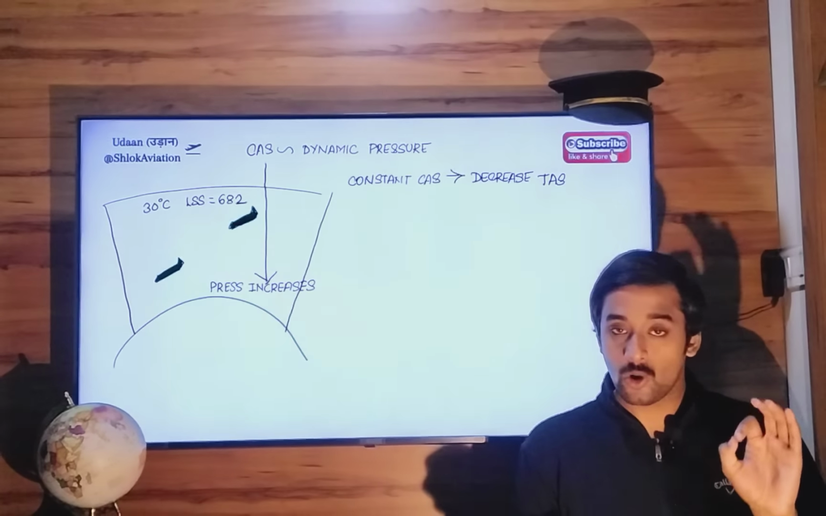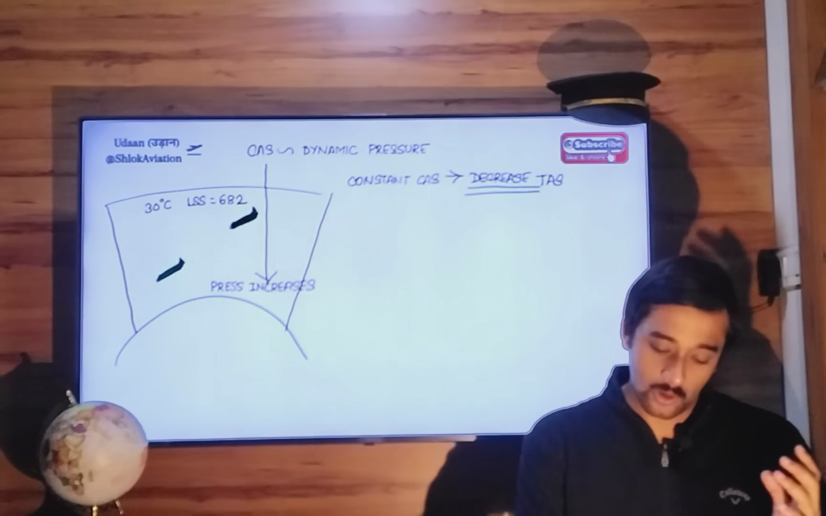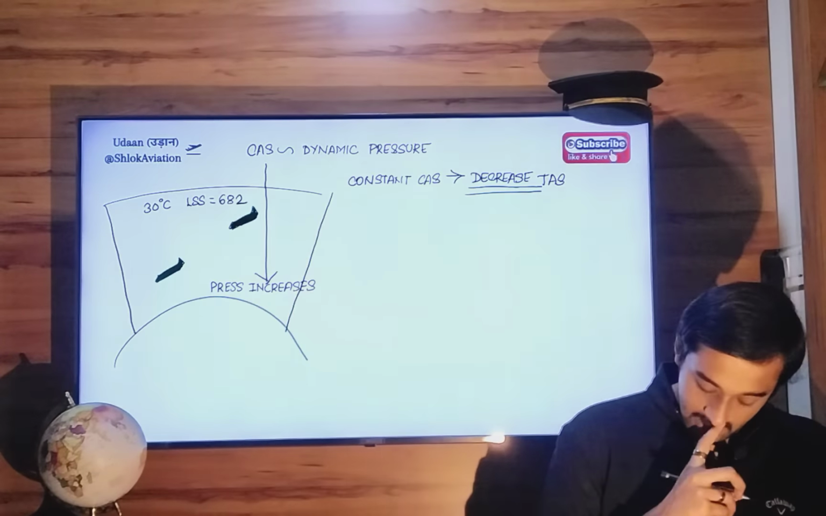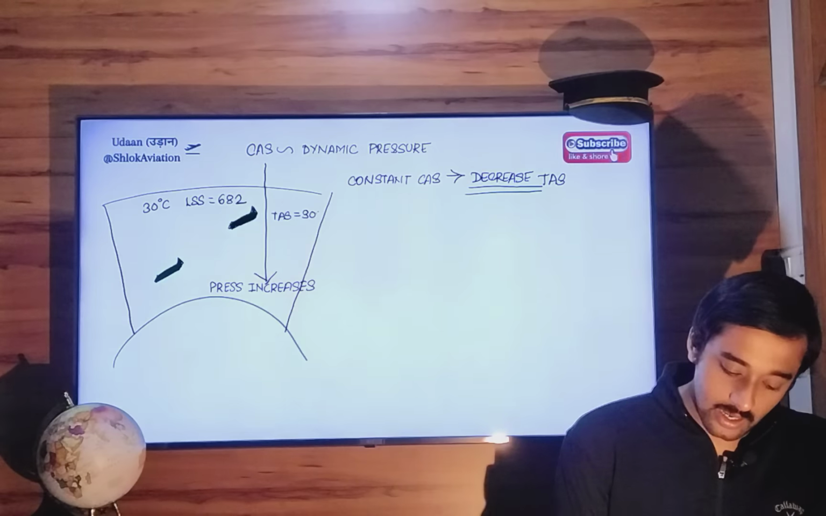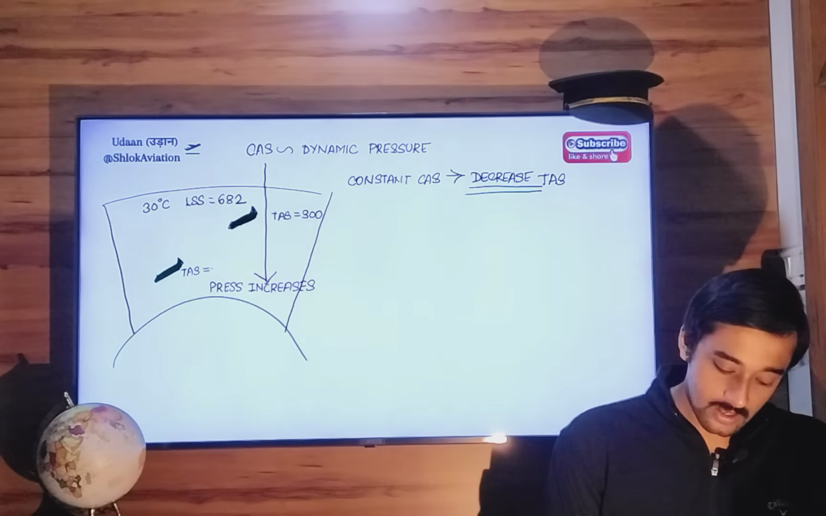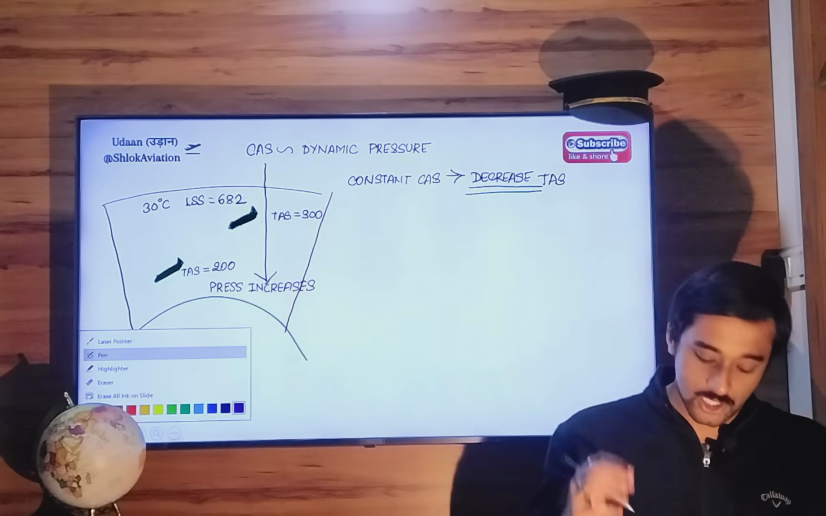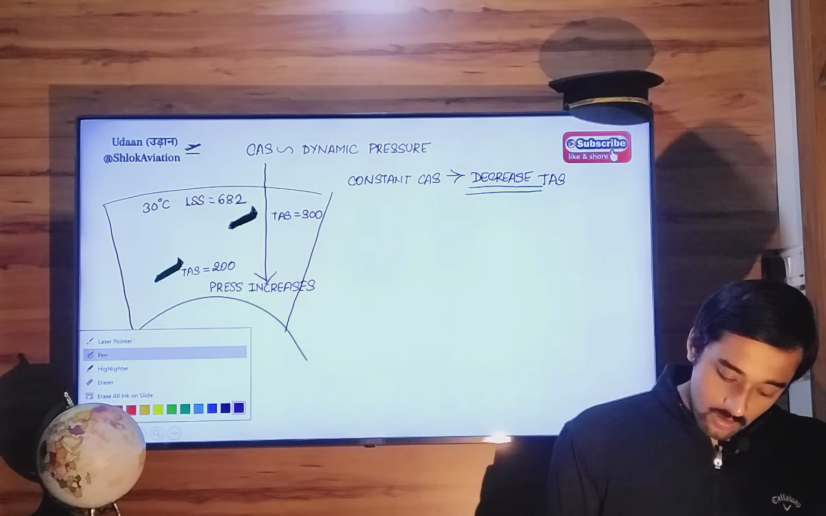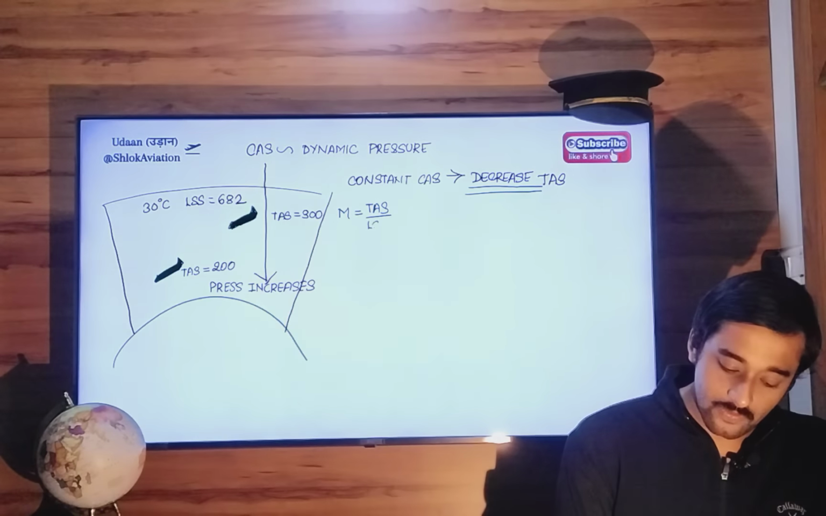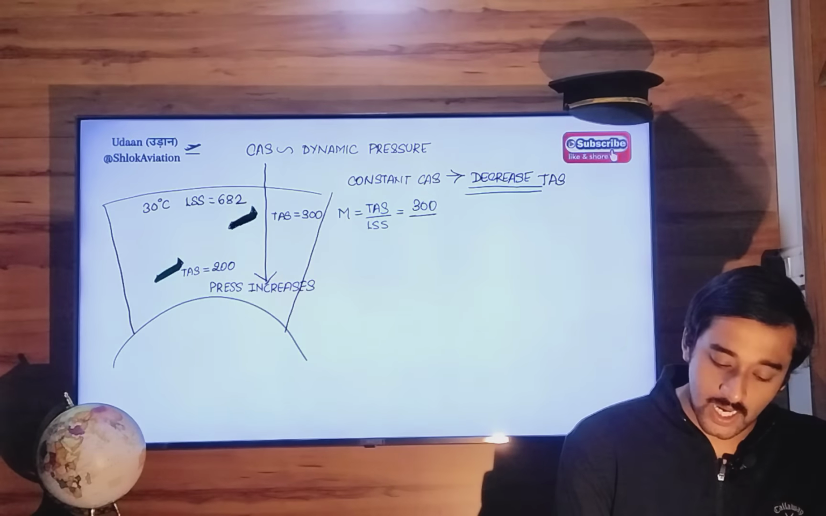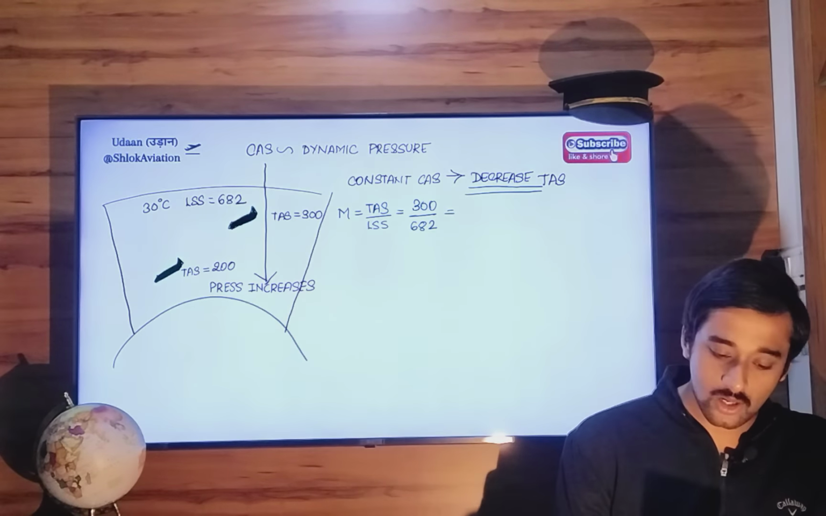First things first, if you want to have constant calibrated airspeed, you should keep on decreasing your true airspeed as you descend to lower and lower altitudes. So let's say true airspeed is 300 knots, and at a lower position you are going to decrease it further. Let's make it 200 knots. Now, let's calculate Mach number at these two positions. Mach number at this position is 300 as a fraction of 682, which is 0.44.